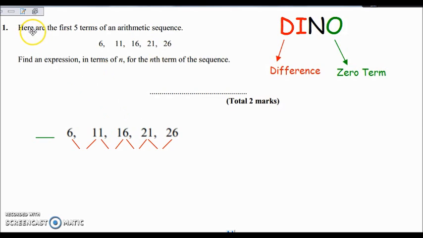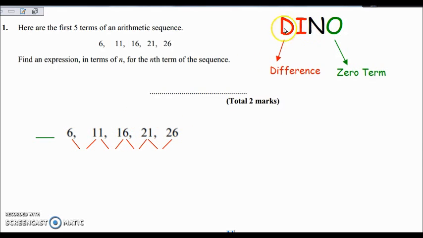So let's have a look at this question. The first 5 terms of an arithmetic sequence, which just means you're adding up something each time, goes like this: 6, 11, 16, 21, 26. Find an expression in terms of n for the nth term of a sequence. So find the nth term rule. I've rewritten the sequence down here.